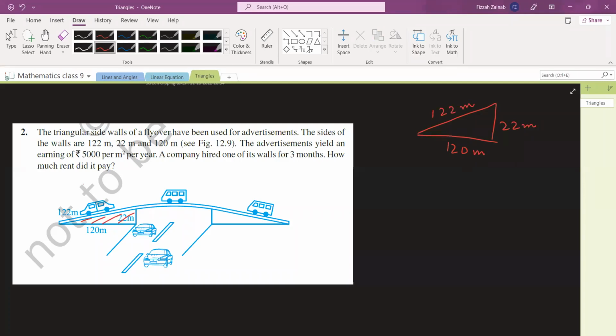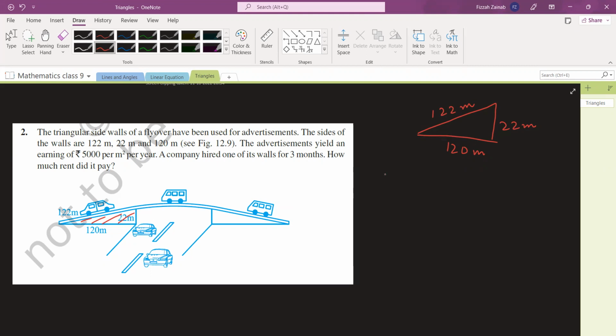And earning of this. Okay, that's the second part. The company hired one of its walls for 3 months. How much rent did it pay? So first of all, you have to find the area of this wall, how much area is covered, and then we will see the rest of the part of the question. Is that clear?